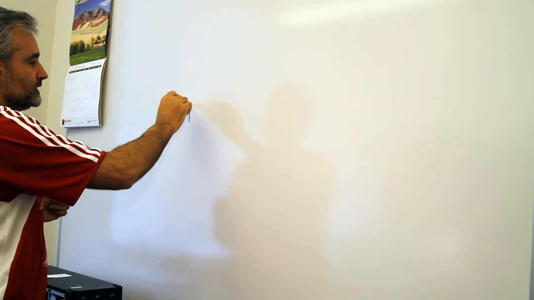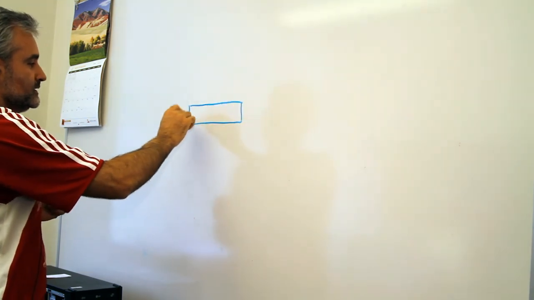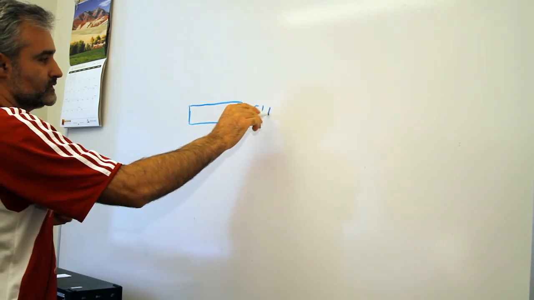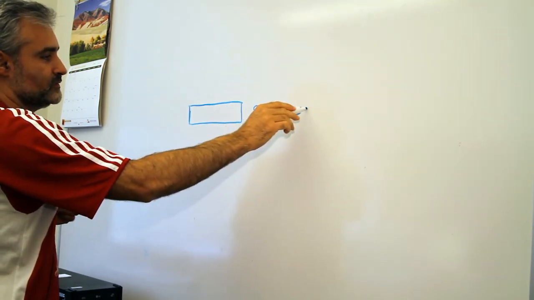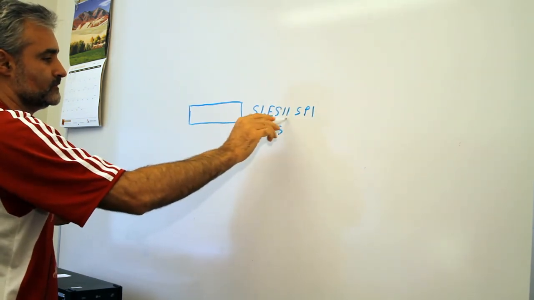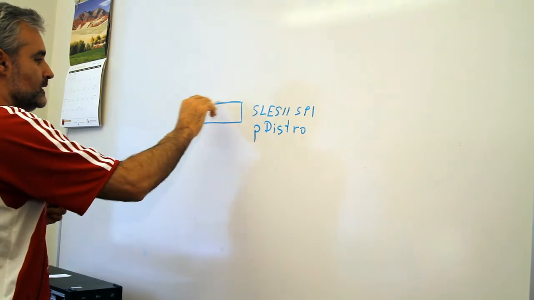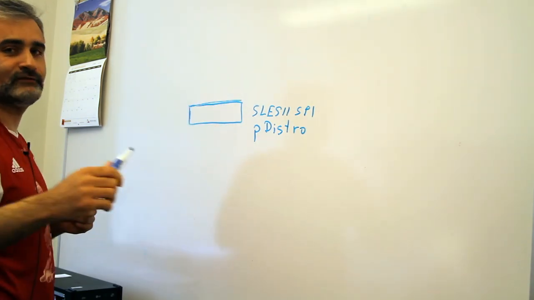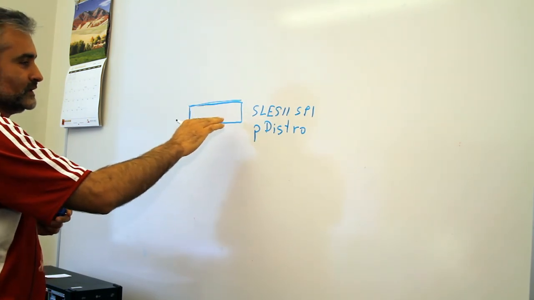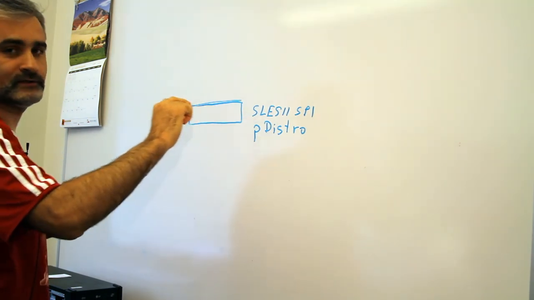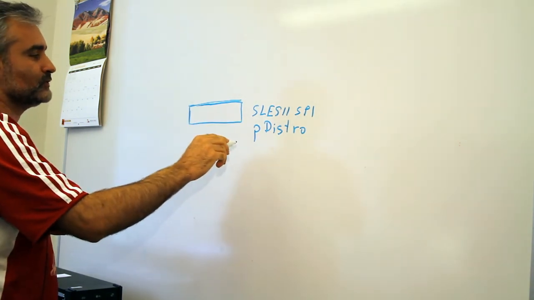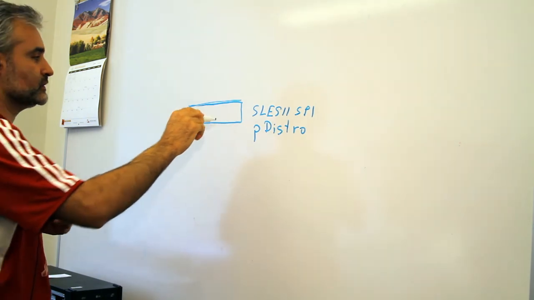So I have a very thin cut of SLES 11 SP1, which we call P-distro, or another name for this is Just Enough OS. This is the absolute minimum amount of packages with which you can build your physical distribution. On top of it, in addition to Just Enough OS, I also have the virtualization technology, KVM.